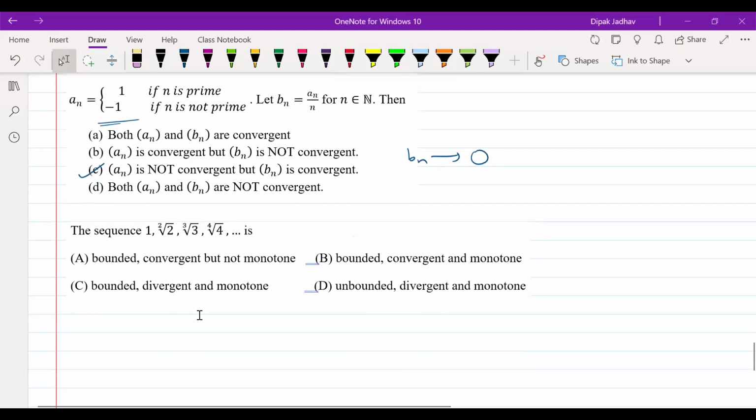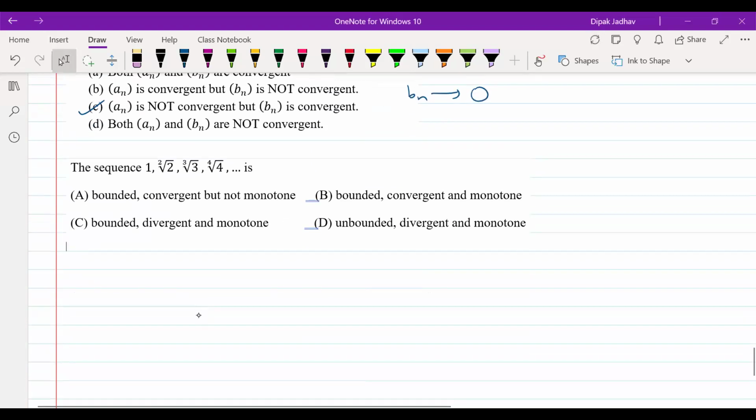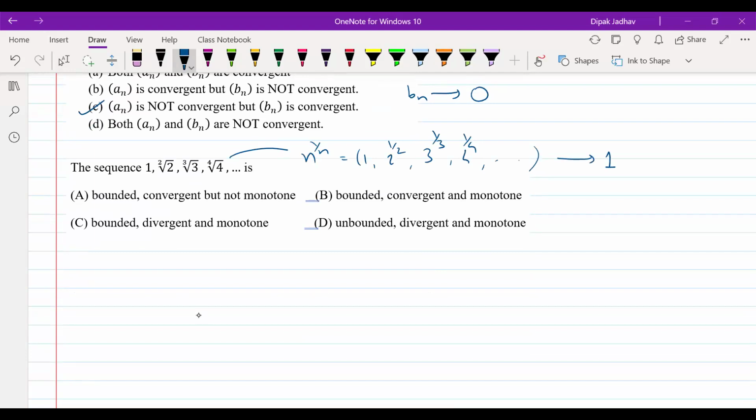What about this? We have already seen the sequence n raised to 1 by n: 1, 2 raised to half, 3 raised to 1 by 3, 4 raised to 1 by 4, and so on. We already noted the sequence is convergent and converges to 1. Here it says divergent, so these two options are ruled out. So either option A or option B.